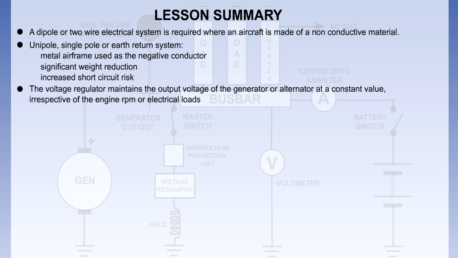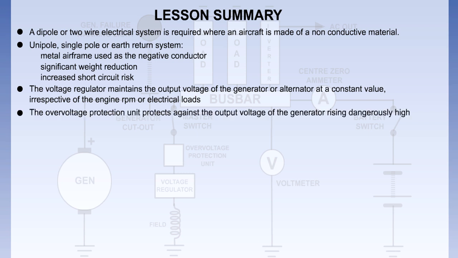The voltage regulator maintains the output voltage of the generator or alternator at a constant value, irrespective of the engine RPM or electrical loads. The overvoltage protection unit protects against the output voltage of the generator rising dangerously high. It is primarily protecting against voltage regulator failure. Opening the generator or alternator master switch breaks the field circuit, causing the generator output to fall to its residual value, which is virtually zero.